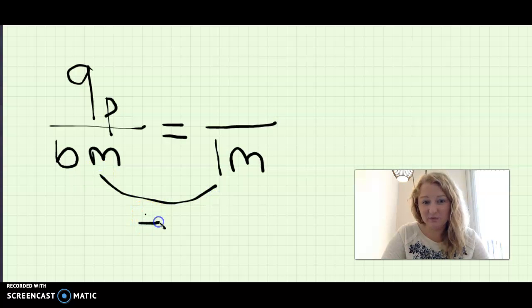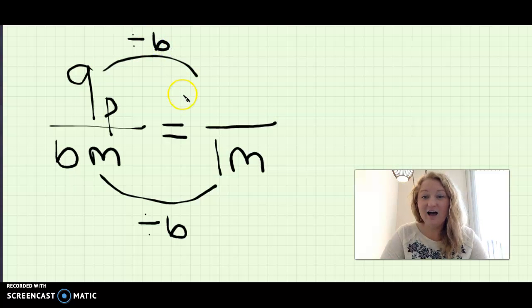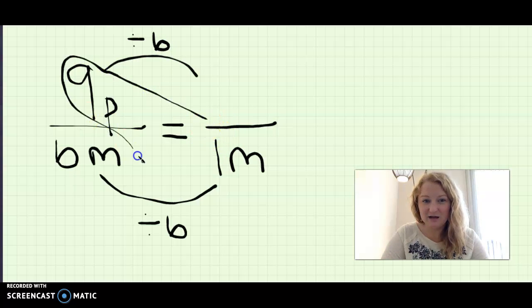We get from 6 to 1 by dividing by 6. So then whatever we did to the denominator, we would want to do to the numerator. Like a tongue twister. So we would divide by 6. Another strategy you can do is cross multiplication. So I could do 9 times 1 equals 9.